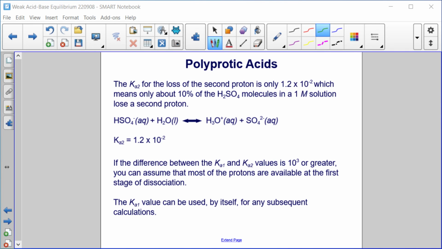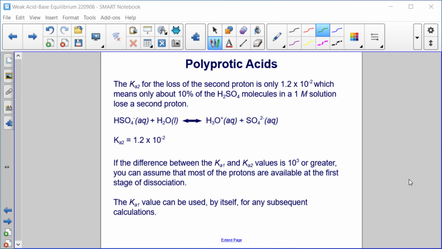The Ka2 for the loss of the second proton is only 1.2 times 10 to the -2, much, much smaller, which means only about 10% of the H2SO4 molecules in a 1 molar solution will lose a second proton. So this dissociation of the second proton is much less likely to happen due to this small Ka value.